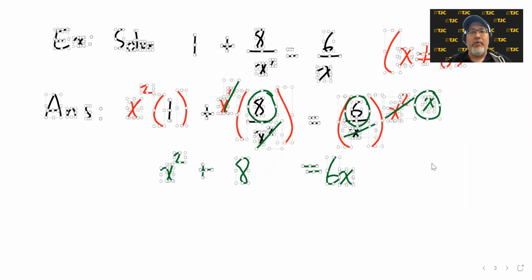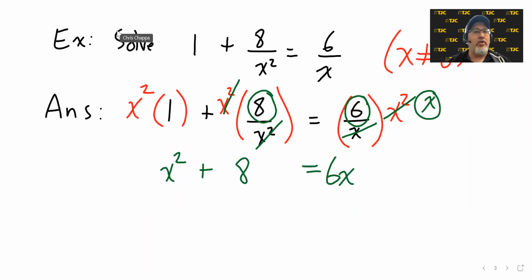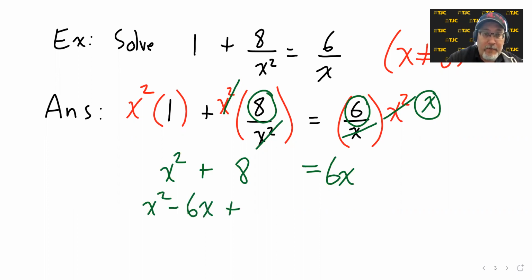We have a quadratic equation that I just moved up a little bit to create some room. So how do we solve a quadratic equation? Well, you just had 3 homework assignments over it. In most cases, you want to get it equal to 0. This is one of those cases. So I would subtract 6x from both sides, put it in the middle, and get x squared minus 6x plus 8 is equal to 0.